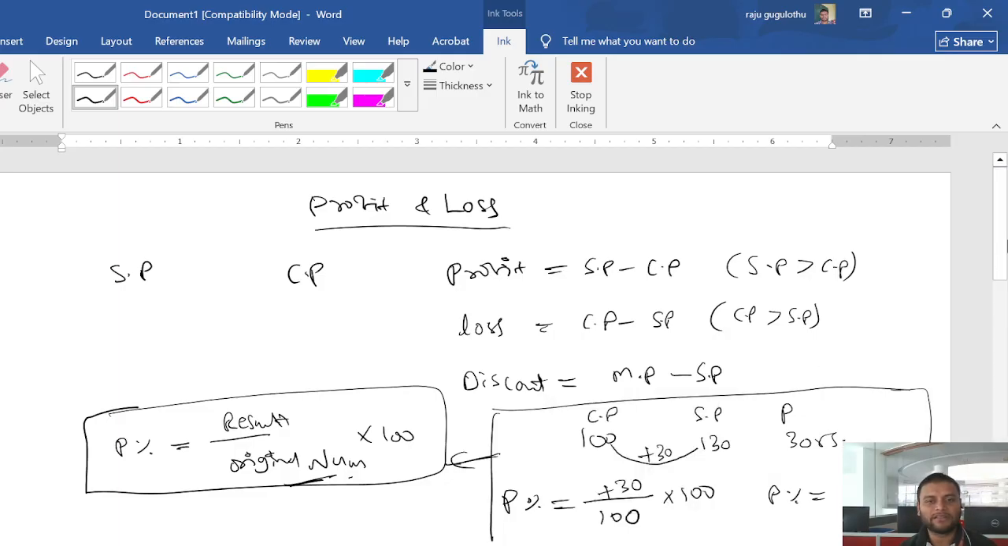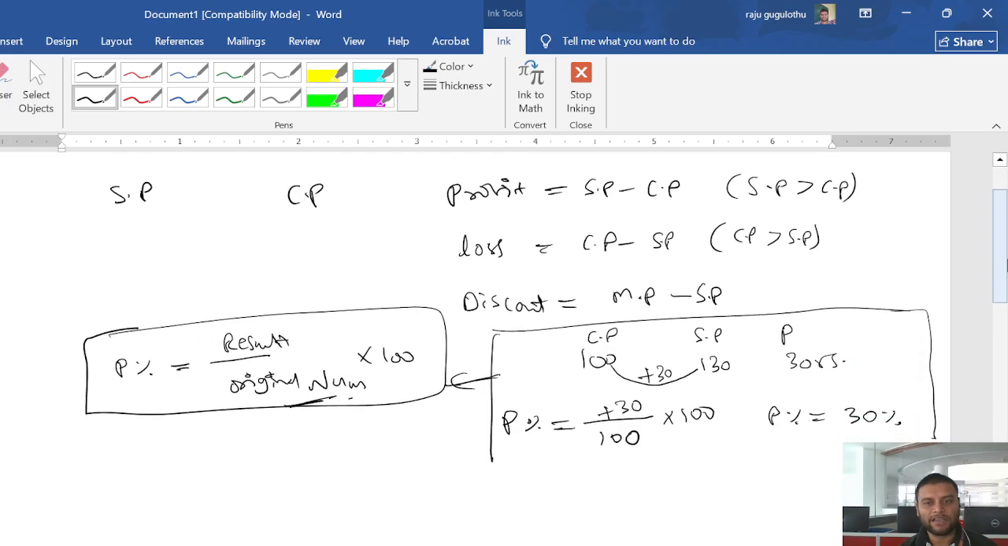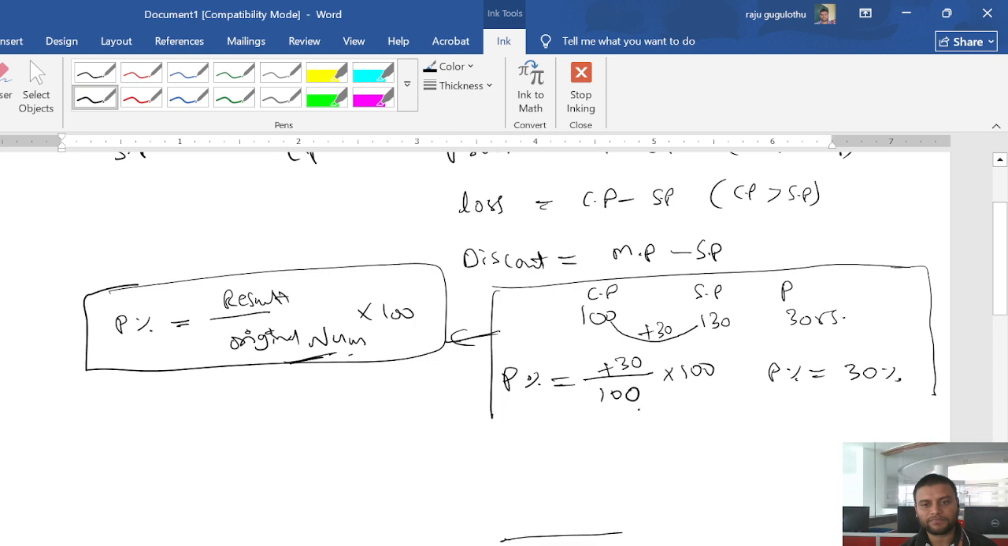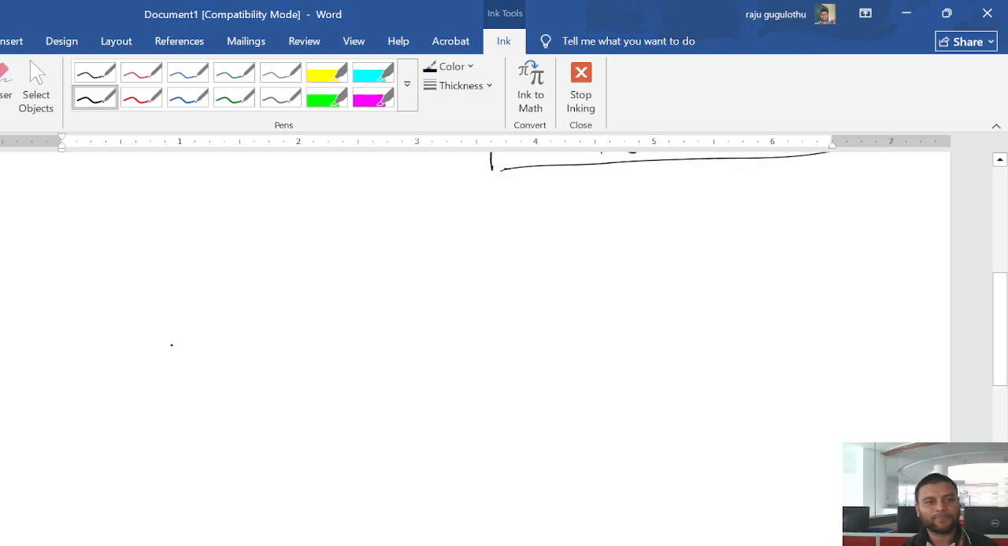Similarly, my friends, we will be writing formulas for loss percentage as well as discount percentage over here. Let me write over here: profit percentage is equal to profit divided by cost price into 100. Loss percentage is equal to loss, which is the result, divided by CP, cost price, into 100. This is the loss percentage formula.